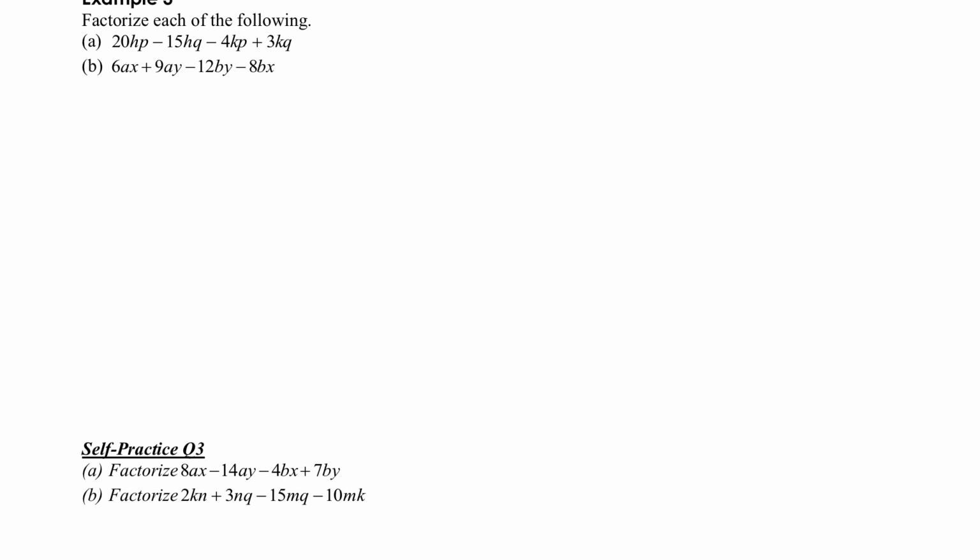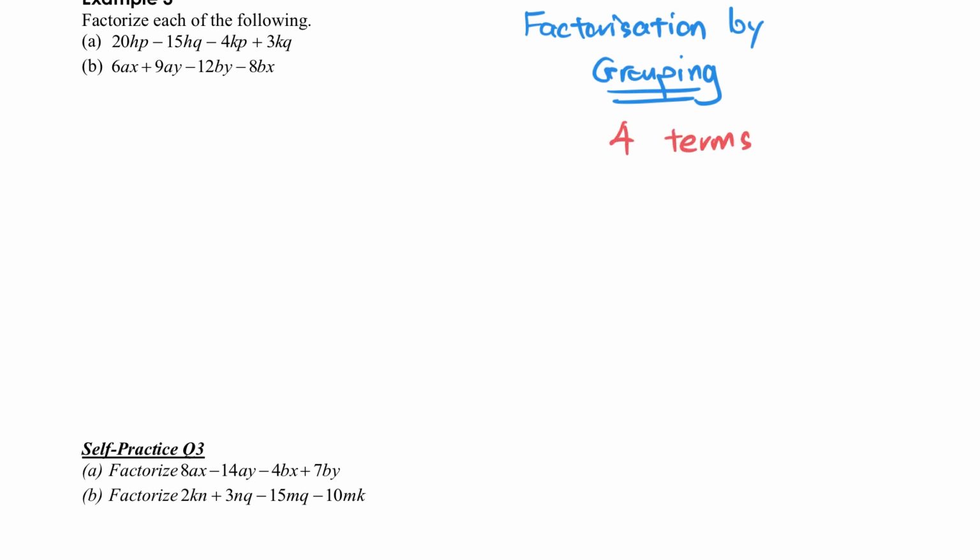This is an example on factorization by the grouping method. So let's take a look. As mentioned before, you might have noticed that in all such questions, you have 4 terms, of which each pair you will do a highest common factorization first. So let's take a look.